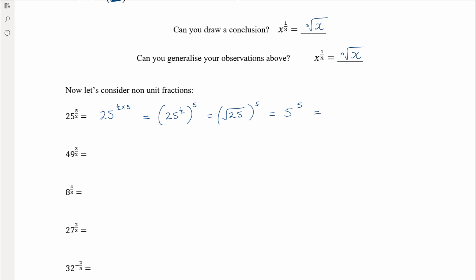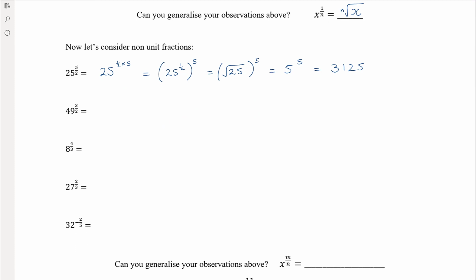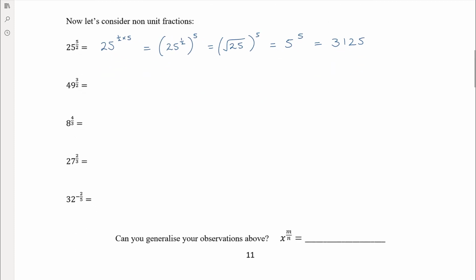So it's going to be 3125, I think, off the top of my head. Sorry, you can check that. I'm not too worried about the actual value so much as the simplification.